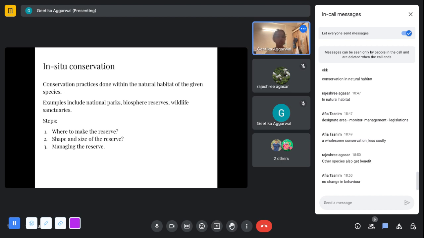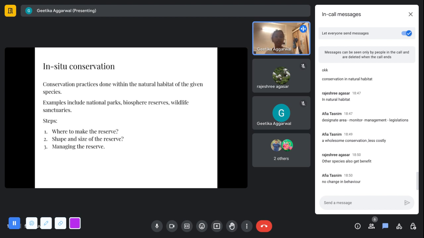So do you think that is how in situ conservation should be carried out? Or do you think the people that were already living in that area, living in the forest harmoniously, should be driven out of their natural habitats? And yes, you're correct. There is no change in behavior. A lot of the time, the wild behavior is lost in ex situ conservation, and that is not going to happen in an in situ conservation practice.